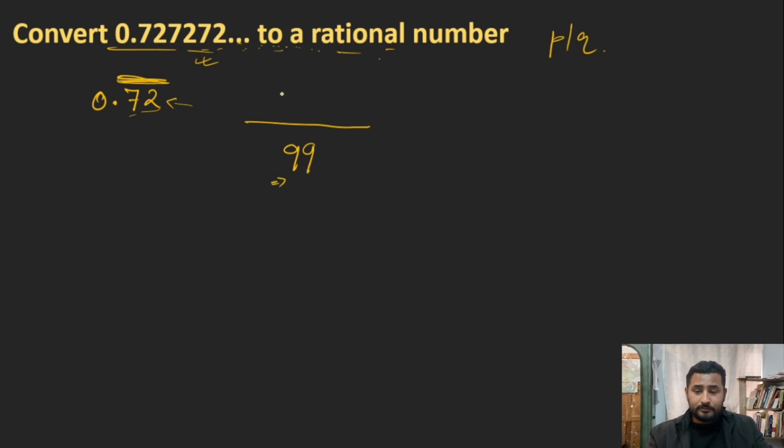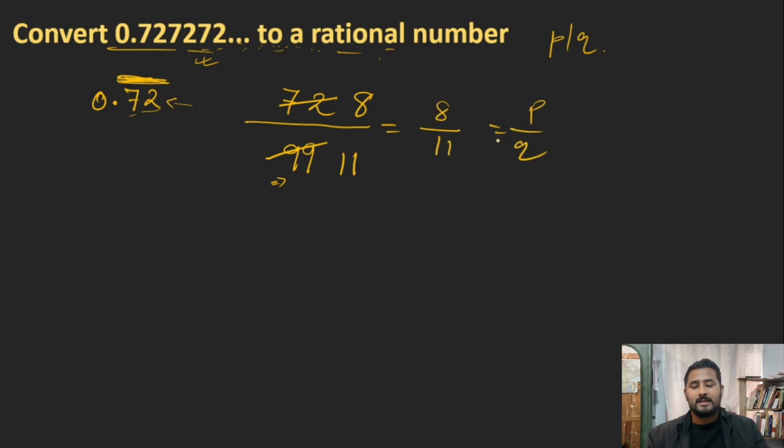Clear? Now above we have 72. So keep it as it is. This will be 72. Clear? Now start with the cancellation. I can see 9 into 11 is 99. 9 into 8 is 72. So our answer would be 8 by 11. Is it in the form of P by Q? Yes, it is. I hope it is clear, this trick. So you can pause and practice again, and if you are not getting it, rewind and watch it again. Okay, let's go to the next.